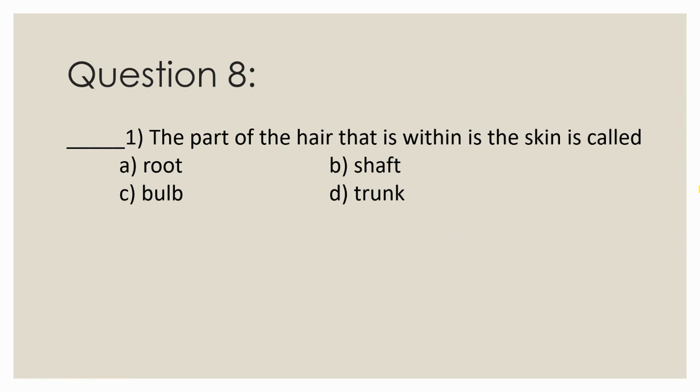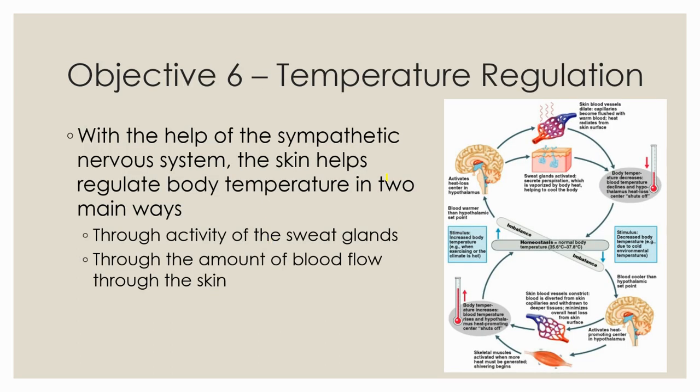The part of the hair that is within the skin, all right, so the shaft is on the outside. The bulb is down at the very, very base. The root is the portion that is going to be under the skin. And that takes care of objective 5.